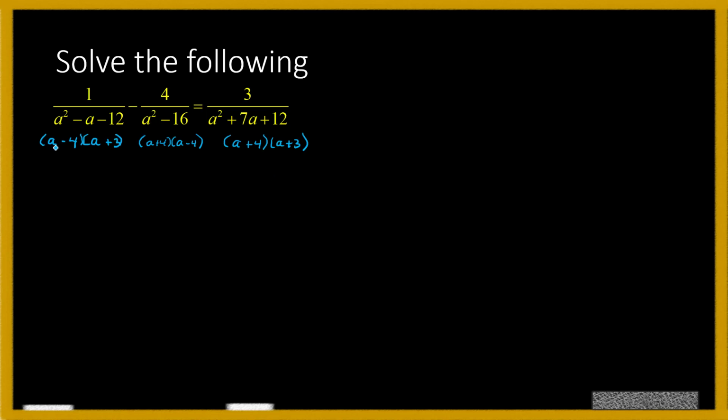Now that we have our factored denominators, let's figure out our least common denominator. So in the first one, I have a minus 4 and a plus 3. So I know that I have to include those in my least common denominator. So I'm going to write a minus 4, a plus 3. Now looking at the center, I see I have an a plus 4 and an a minus 4. Well, since I already have a minus 4, I don't need to include that again. So I'm going to add on, though, the a plus 4.